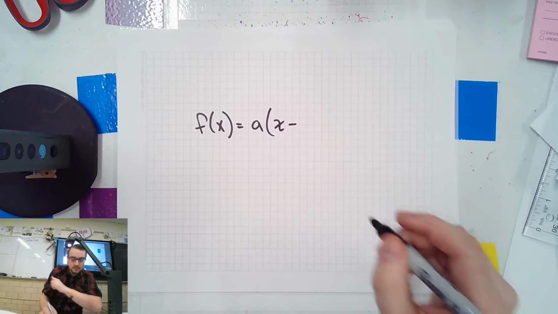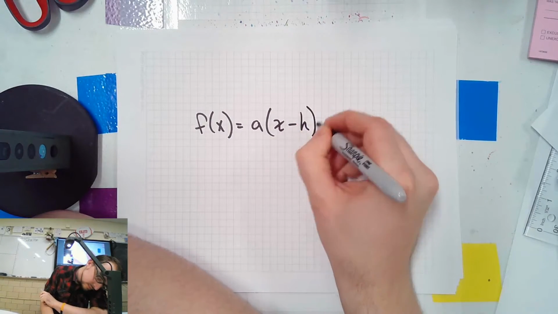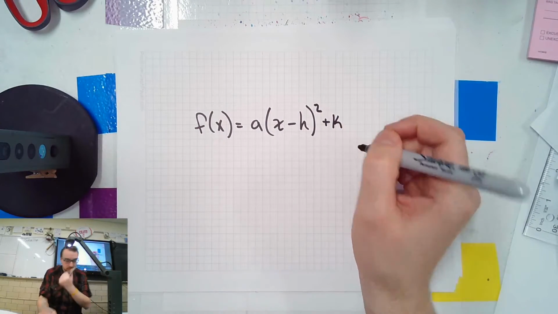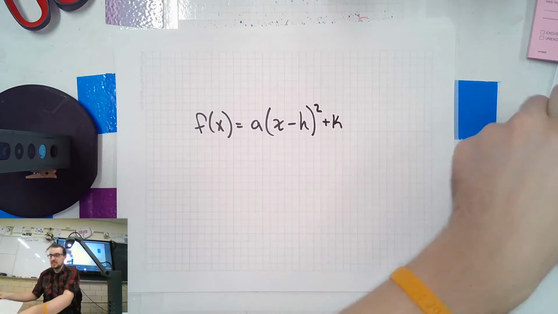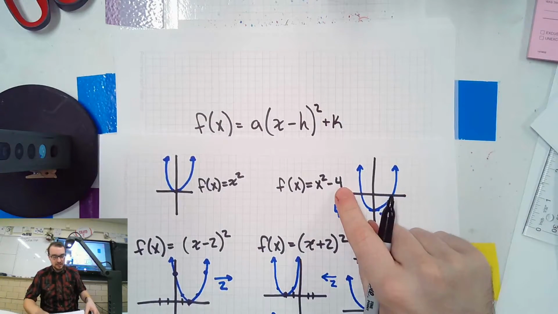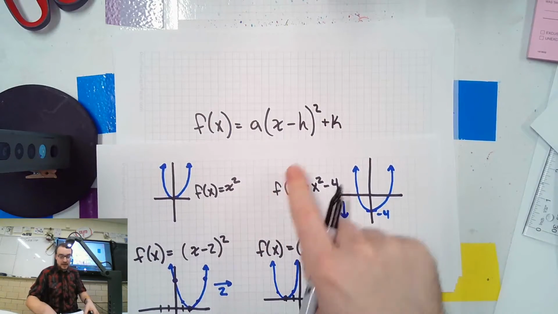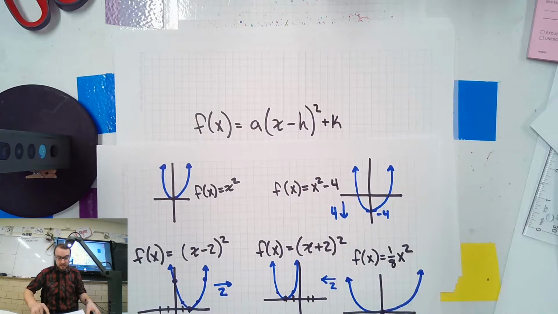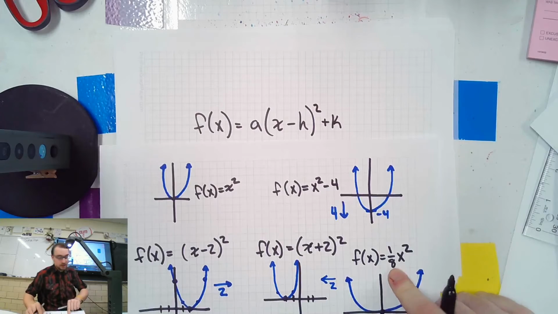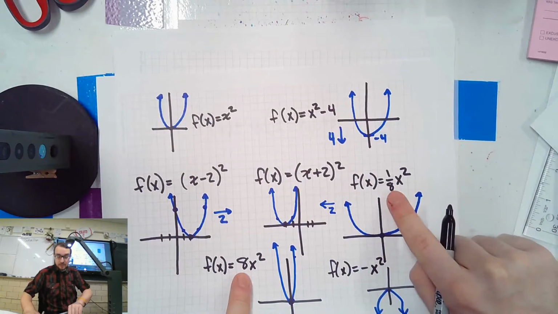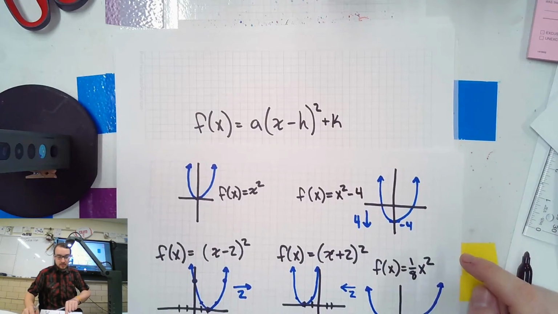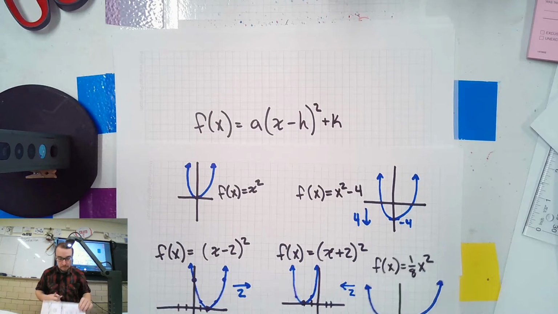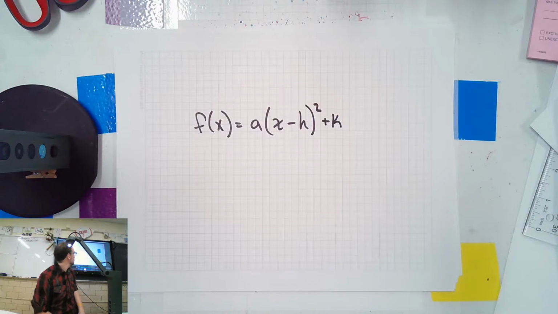Let's do H. Let's see if that's everything. We've got stuff inside the parentheses. We've got stuff on the outside. We covered stuff in front, negatives and these guys. Looks like we got everything. There's our formula.